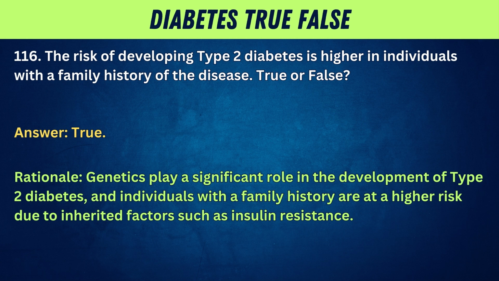116. The risk of developing type 2 diabetes is higher in individuals with a family history of the disease. True or false? Answer: true. Rationale: genetics play a significant role in the development of type 2 diabetes, and individuals with a family history are at a higher risk due to inherited factors such as insulin resistance.